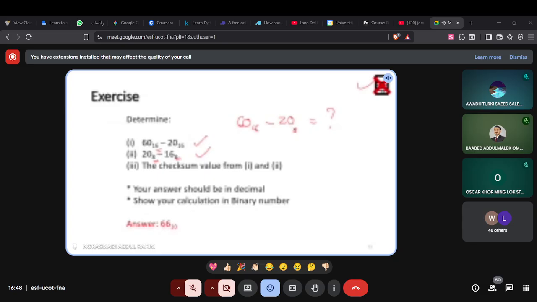And normally at the end of the question, your answer should be in decimal. That's the tricky part also. Everything you do, lastly, I need the answer in decimal. Like this, the answer should be 60 in base 10. So this is the last answer. But question number one and number two are not like that, right? They are in hexadecimal and octal. But you need to show everything.